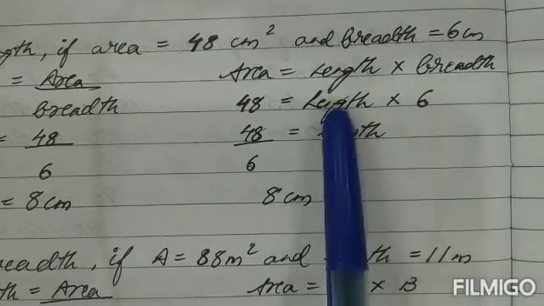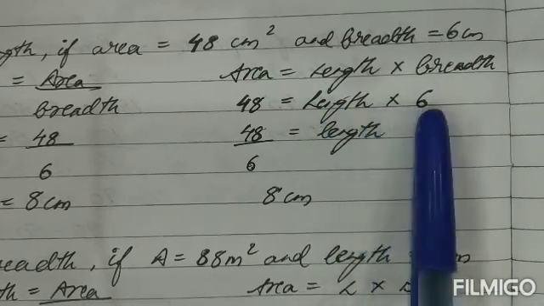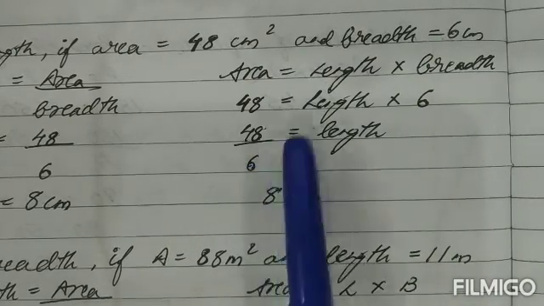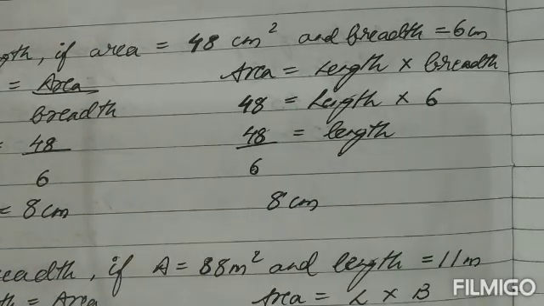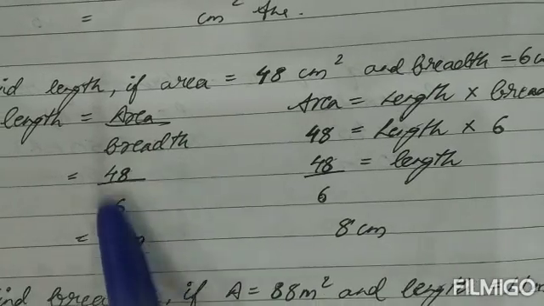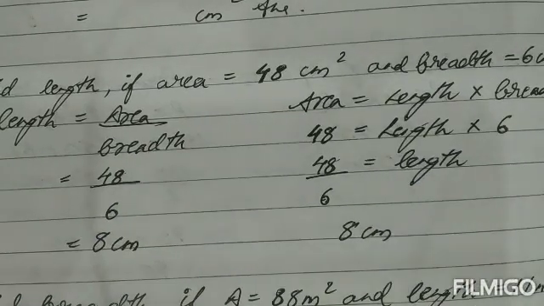Now in order to calculate length, I need to remove this 6 from here. So this is in multiplication, children. When you take it on the other side, this goes in division. So 48 divided by 6 will give us 8. So there are 2 ways of doing the same thing, children. Either you use the formula or you put it in the same formula and do it. The choice is yours how you want to do it.